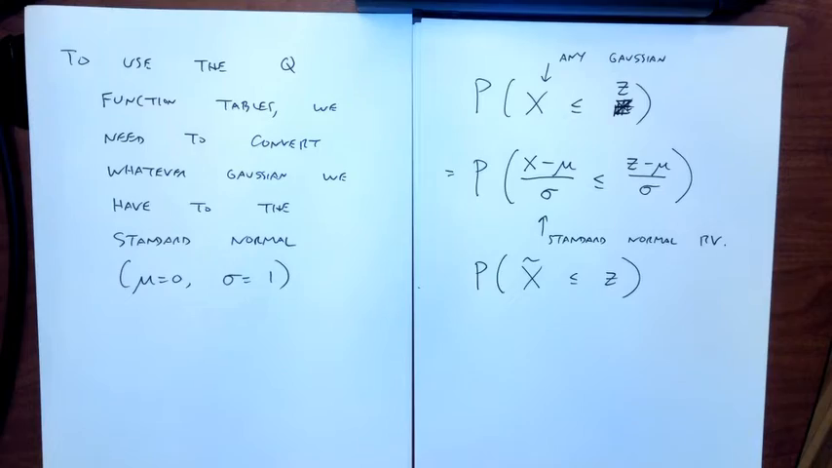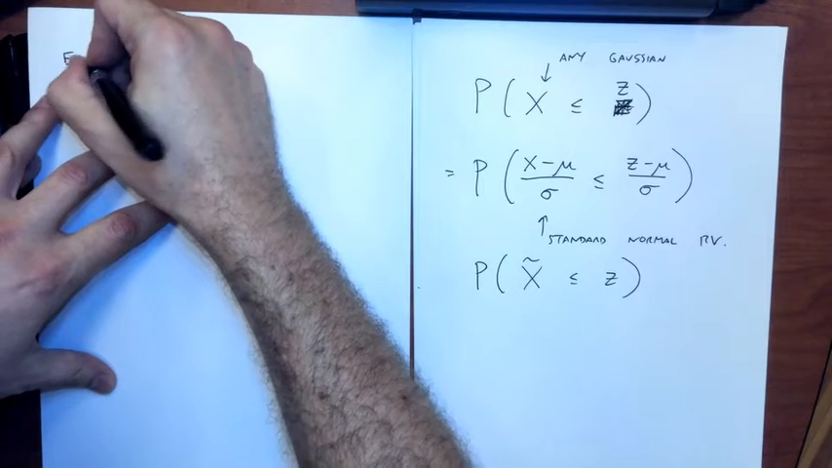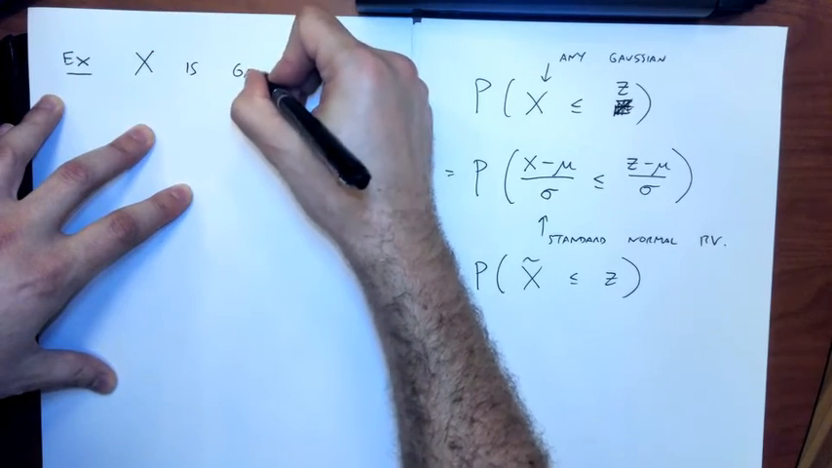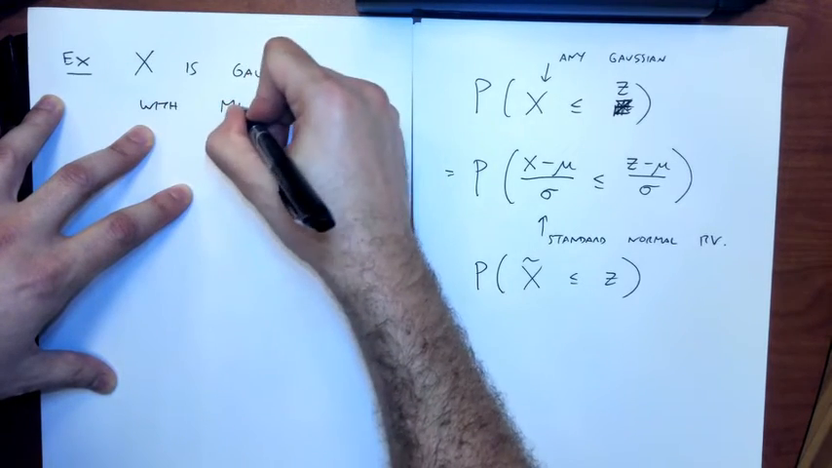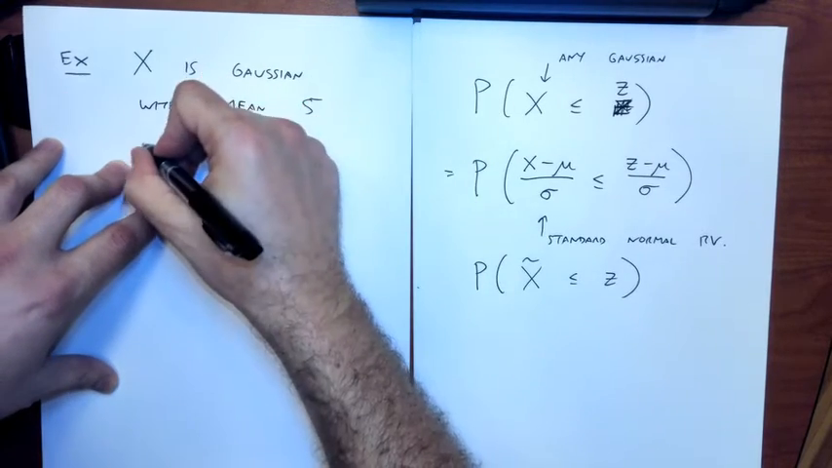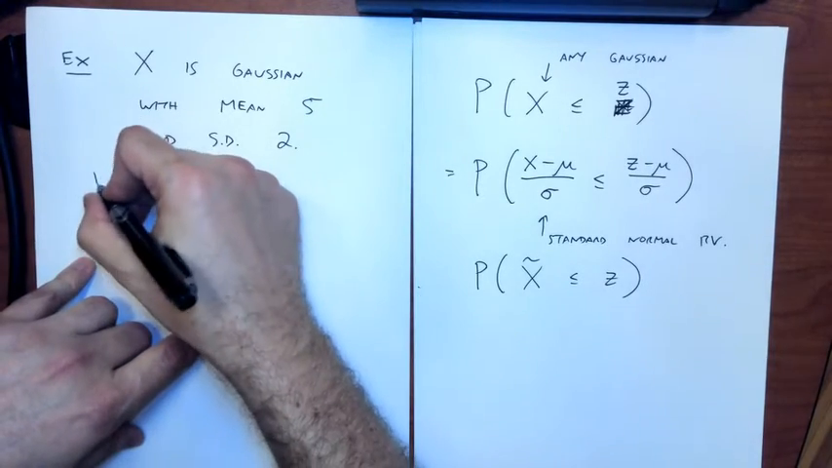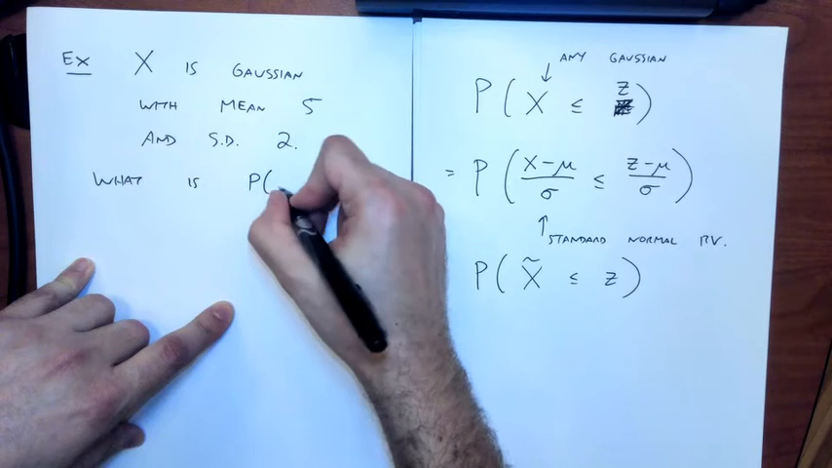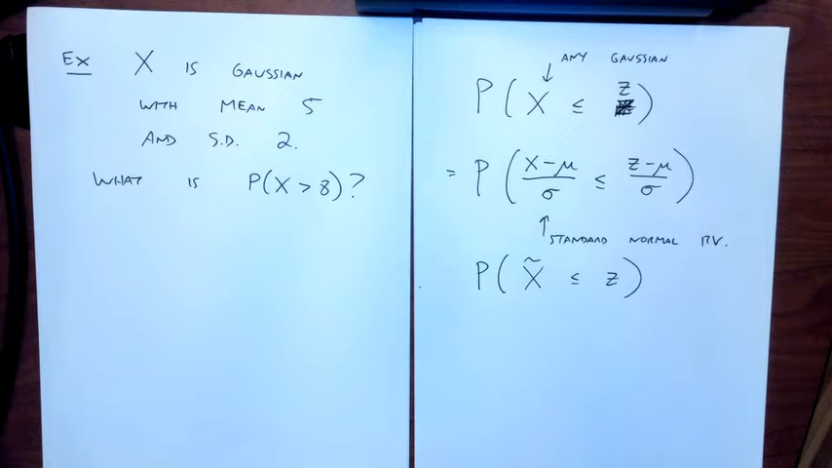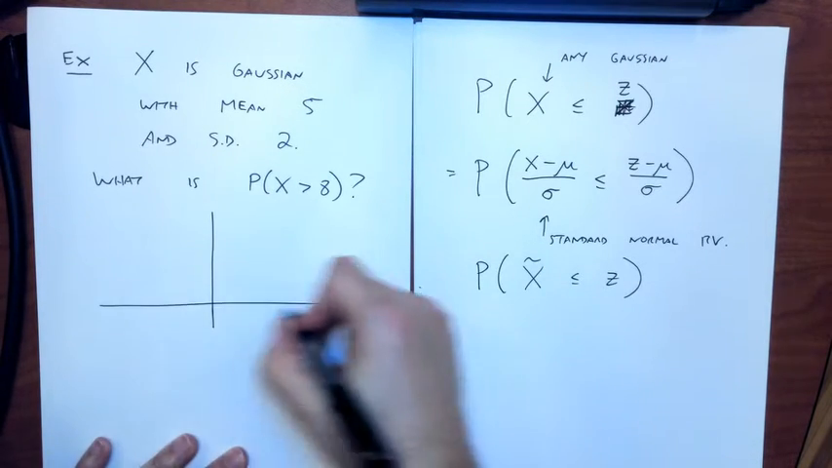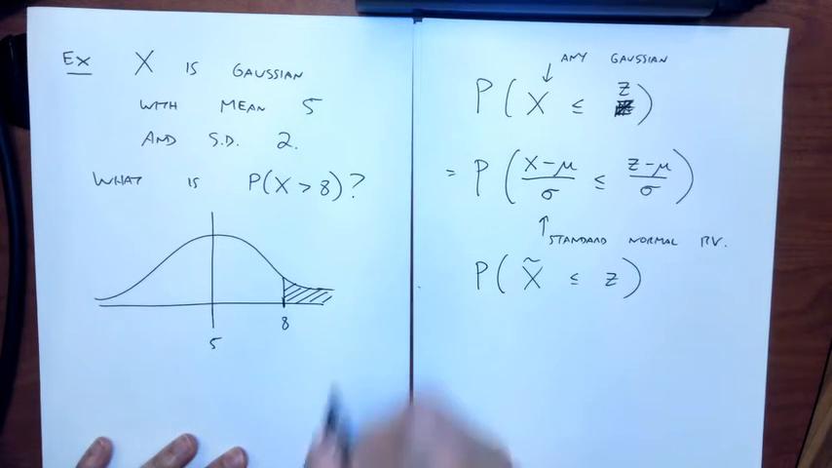So let's do a little bit of practical examples because I know this is a little bit abstract, right? Let's suppose that x is a Gaussian random variable with mean 5 and standard deviation 2. What is the probability that x is greater than 8? So what do I want? I've got a picture that looks like this, where the mean is 5, and I want to know the probability that I'm greater than 8.